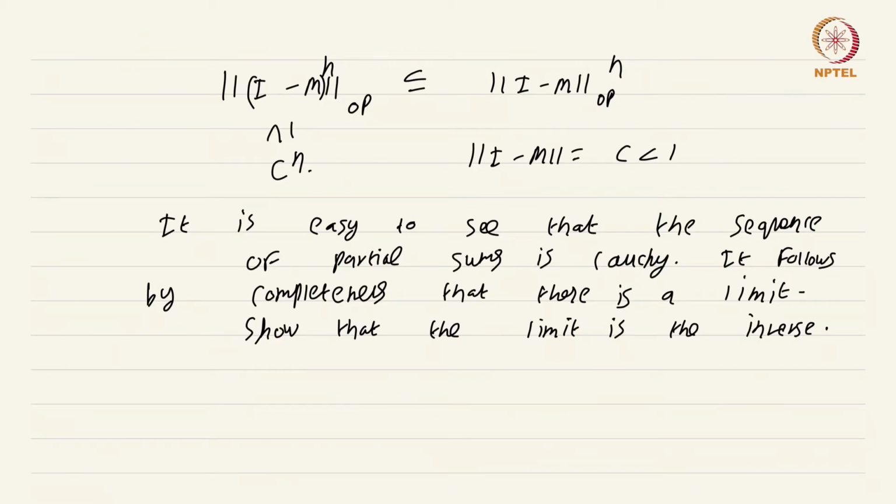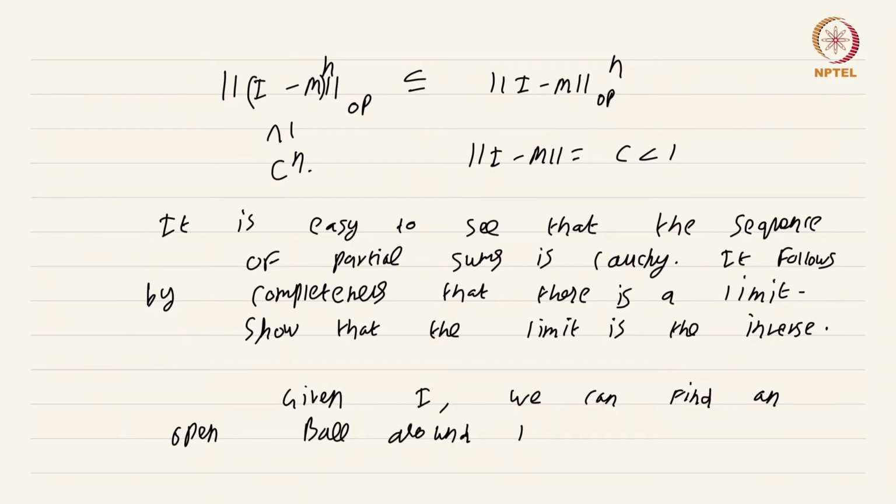Okay, so what is our conclusion? Well, our conclusion is given I, we can find an open ball around I comprising invertible matrices.